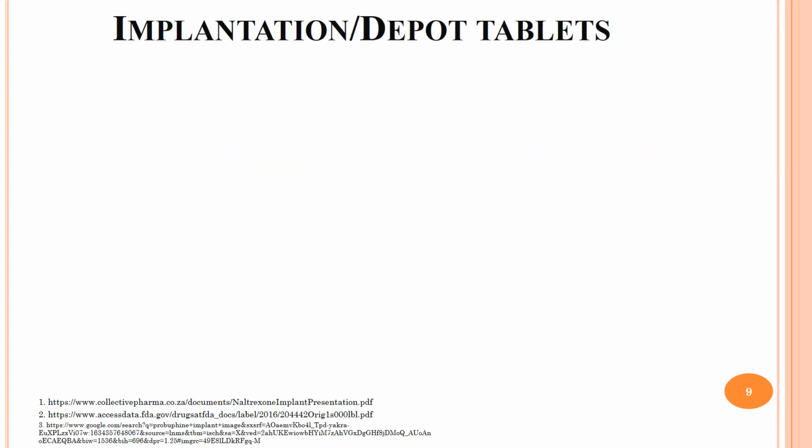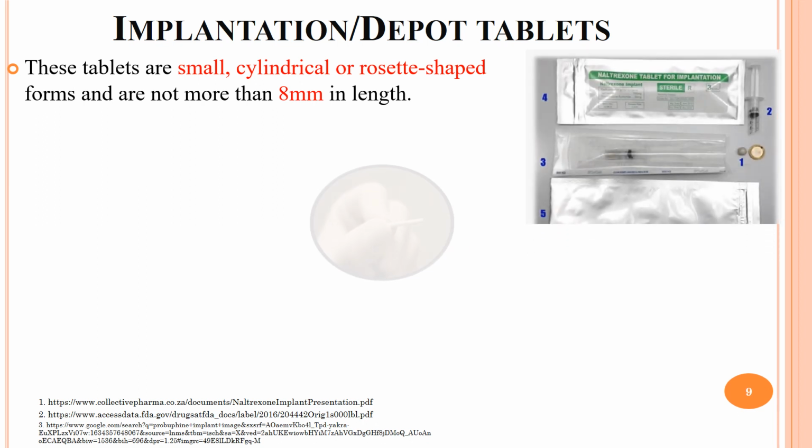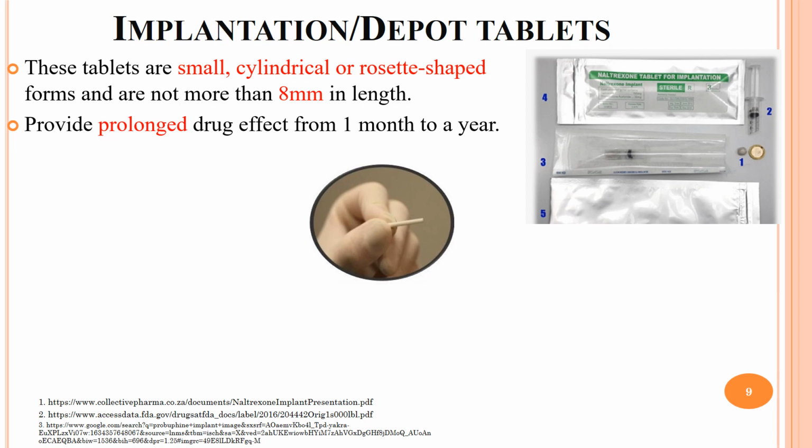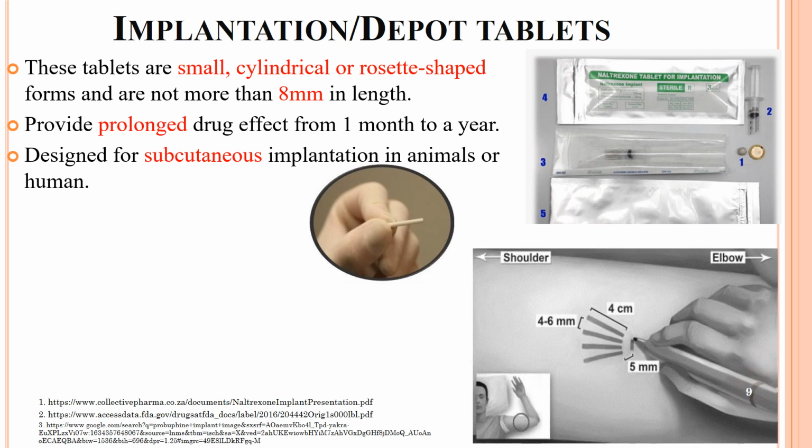The first subclass is the implantation or depot tablets. These tablets are small, cylindrical, or rosette-shaped form and are not more than 8 mm in length. They provide prolonged drug effect from 1 month to a year. They are designed for subcutaneous implantation in humans or animals.